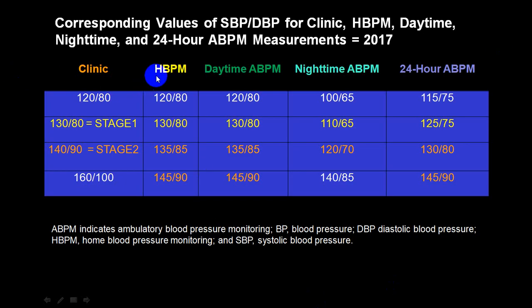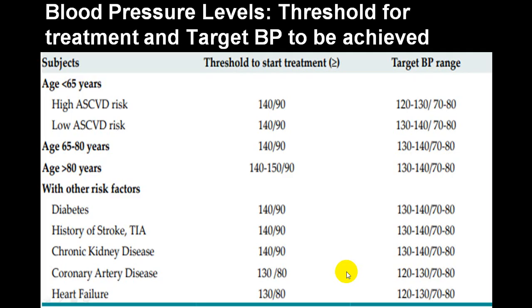This is what we call home blood pressure monitoring, daytime monitoring, nighttime monitoring, and 24 hour average recording. So stage 1 in ambulatory blood pressure monitoring is 125 by 75, and stage 2 is 130 by 80. And some people label this as stage 2, and 140 by 90 is labeled as stage 1. So depending upon which guidelines you are following, you can follow according to that. But there are certain targets.